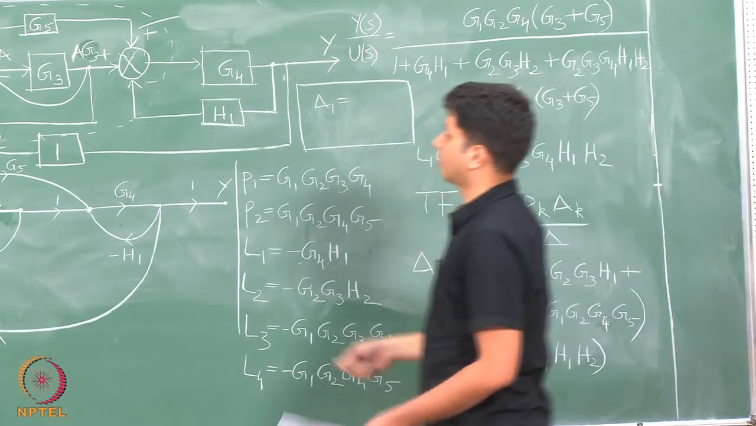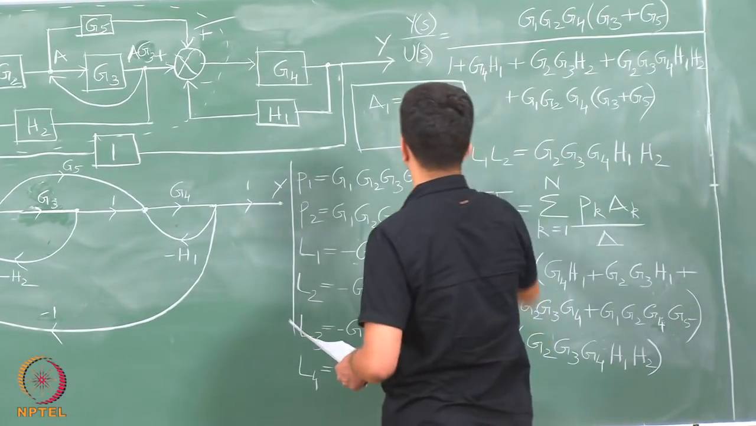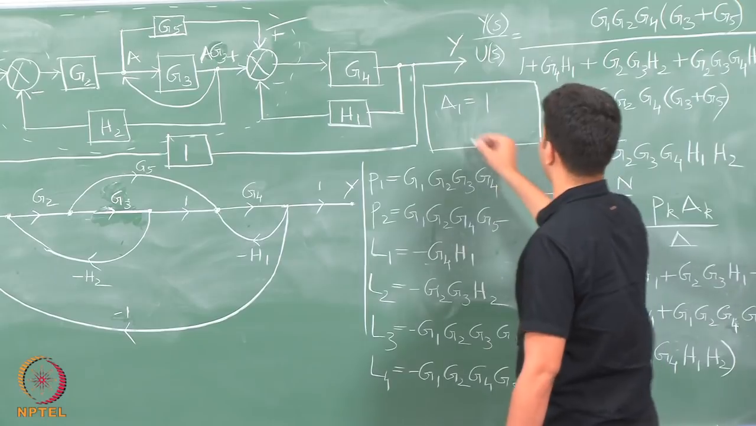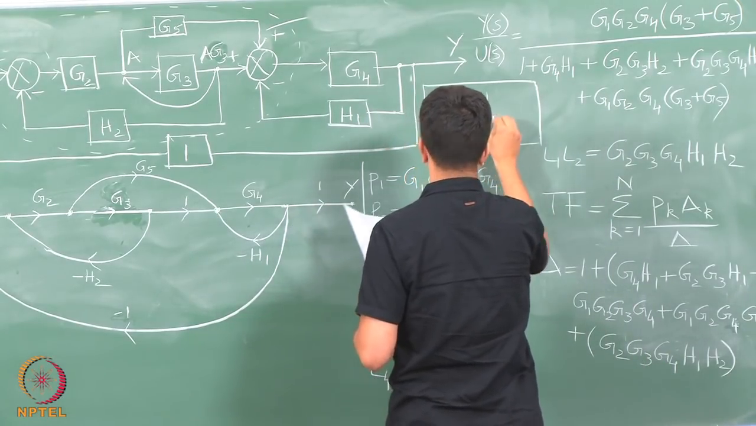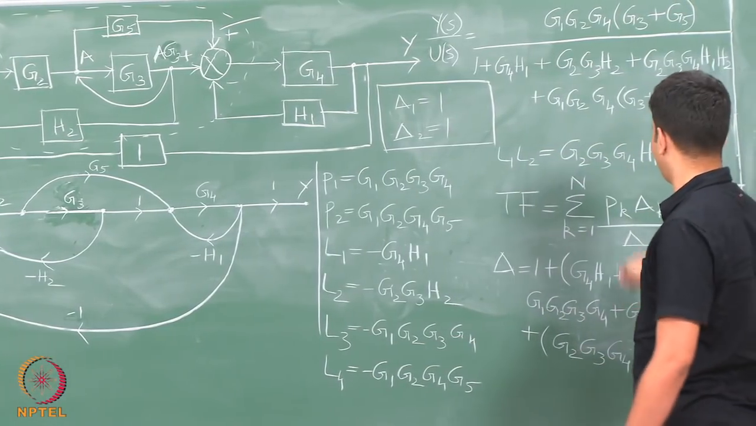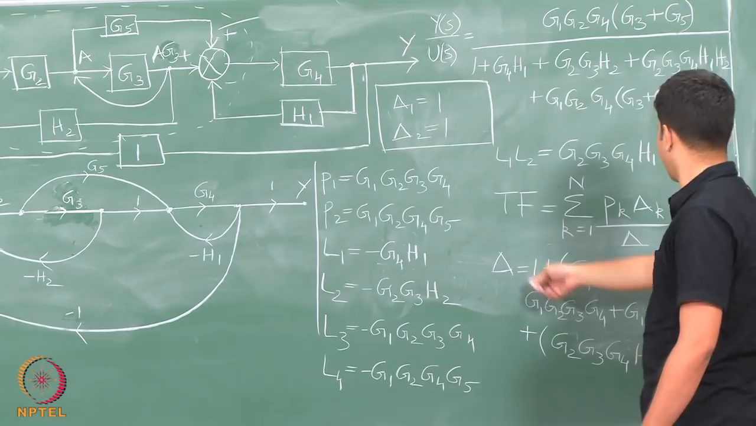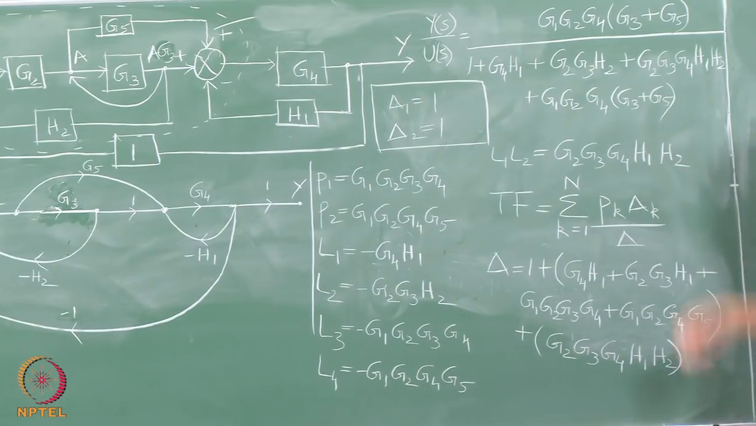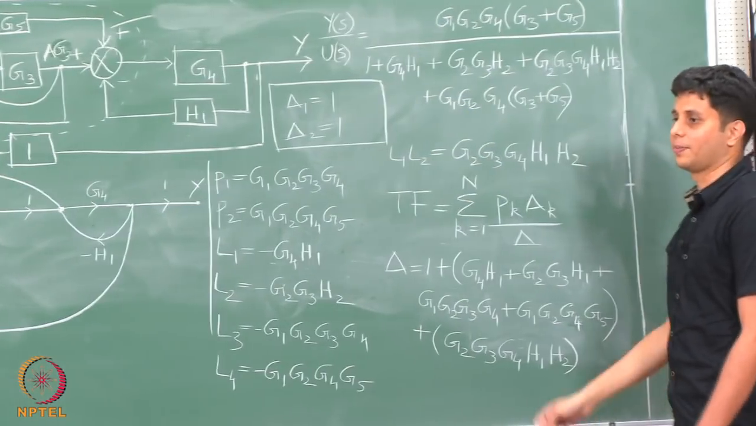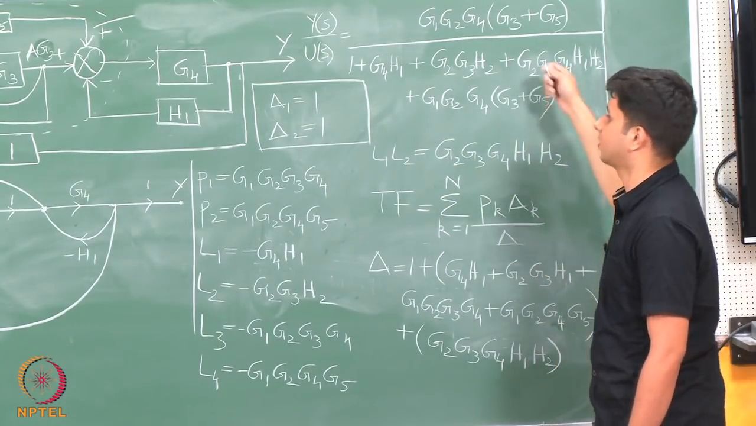So what about delta 1? If I take the first forward path, there is no loop that is not touching that forward path. So my delta 1 is simply 1. And even if I take the second forward path, the case is the same. So my delta 2 is also equal to 1. Now I can simply substitute everything into this Mason's gain formula, and what I'll get is the same transfer function. You can observe this delta is nothing but the denominator which we got here, and if you just add up the forward paths, it is nothing but the numerator that we got, because delta k is 1 in both cases. So this is how you get the transfer function in both cases.